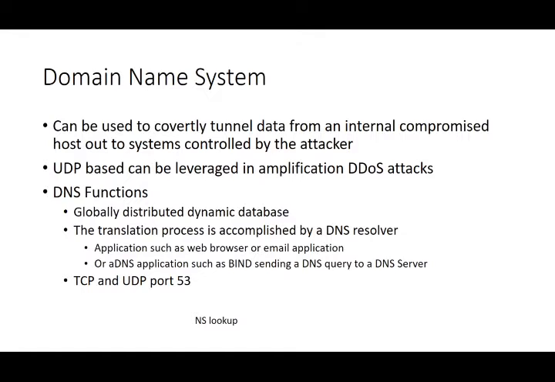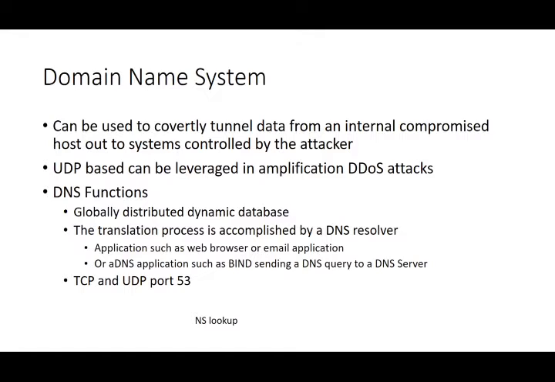And so let's talk about how DNS functions so that we can identify proper use of DNS. DNS is a globally distributed database that is dynamic, and the translation process is accomplished by a DNS resolver. So our application has a DNS resolver. Let's say that we are using our web browser, and in our web browser we go to abc.com. When we go to abc.com, that application that has a DNS resolver looks to the DNS server that has been configured through DHCP, and it looks up what the resolution is for that URL or domain name that we are entering.